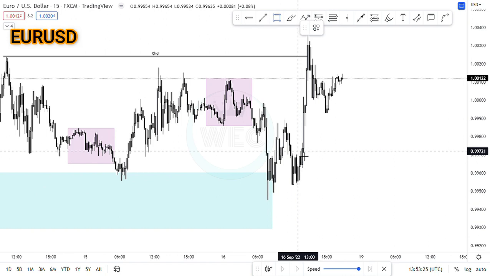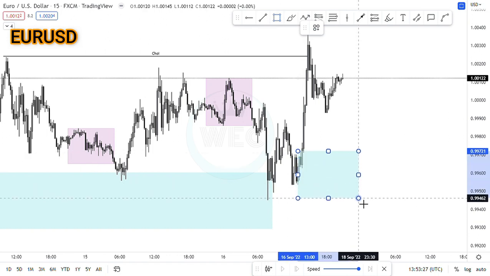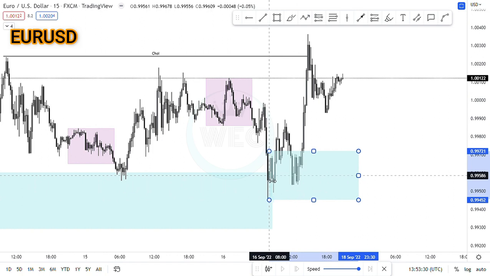To me, my point of interest on M15 will start from here all the way to the beginning of this whole swing leg.